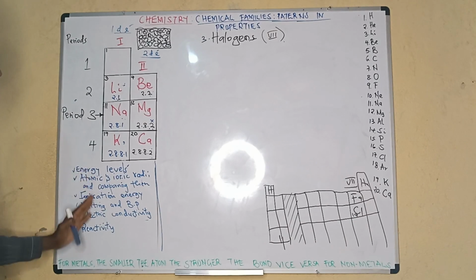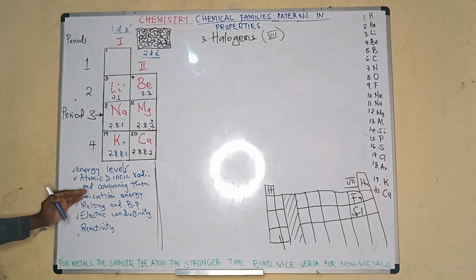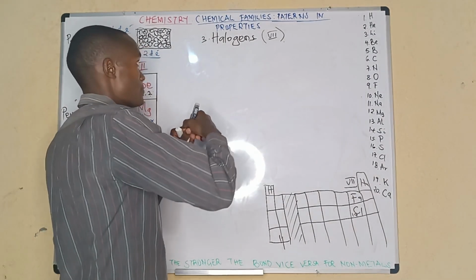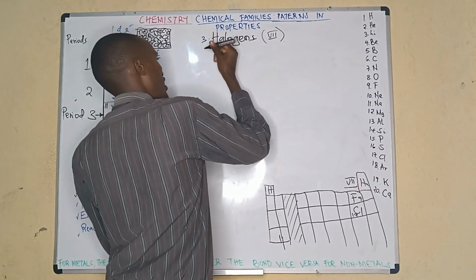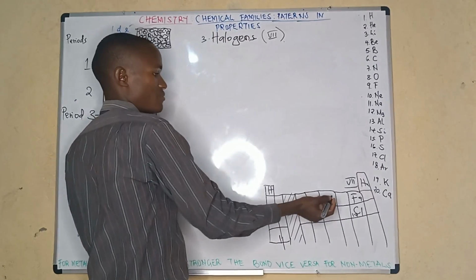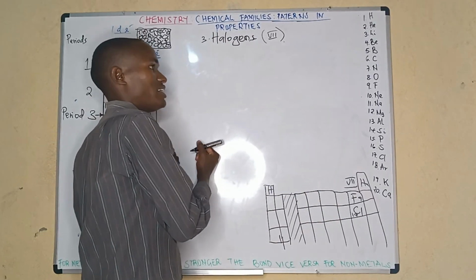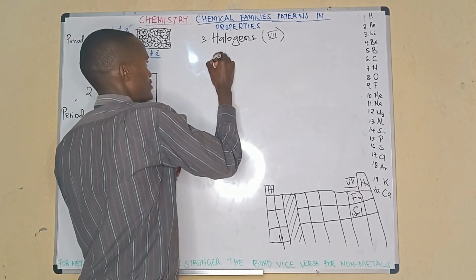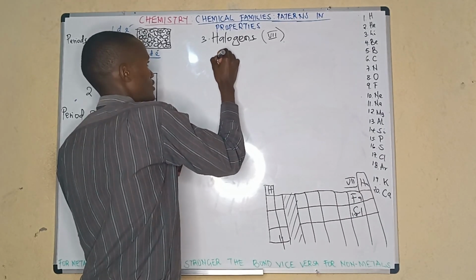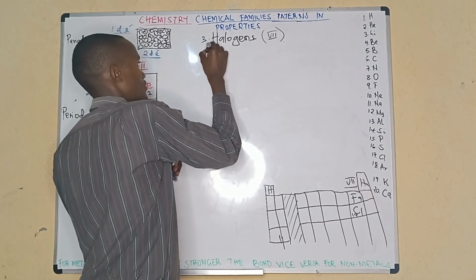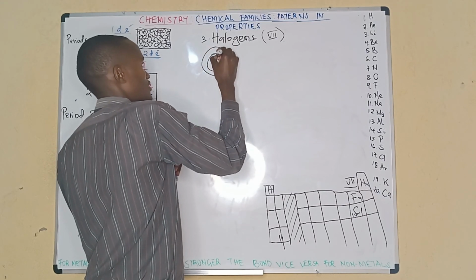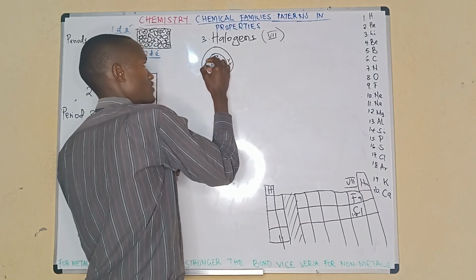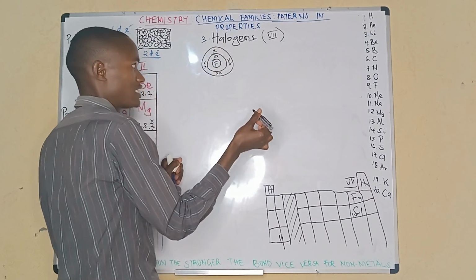Now we'll be looking at the same properties, but maybe we'll make some few changes. The first property is the energy levels. Let's go straight to it. Energy levels. Halogens. The first one is number 9, fluorine. Fluorine is number 9 with a configuration of 2 and 7. So that is the nucleus of fluorine. 2 and 7. 1, 2, 3, 4, 5, 6, 7 to make 9.